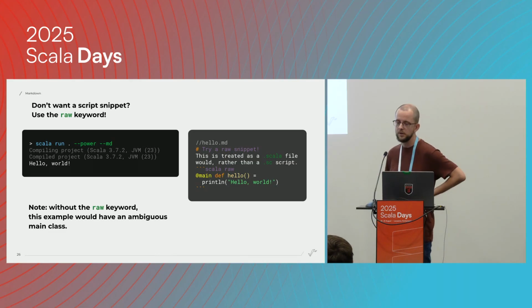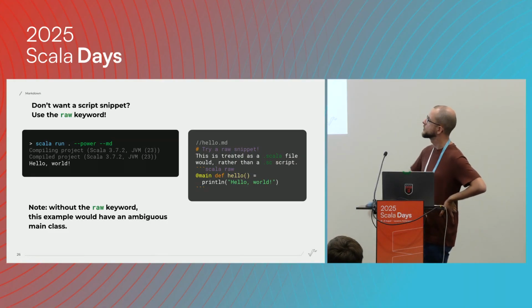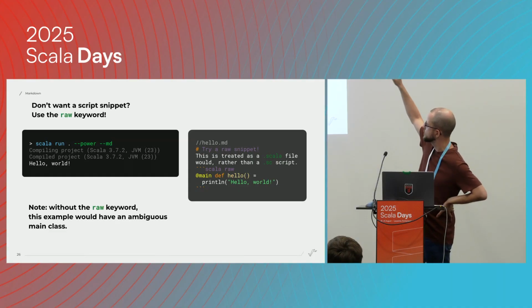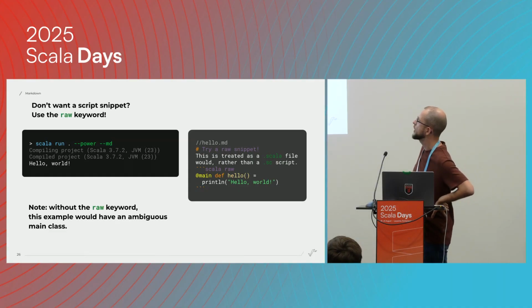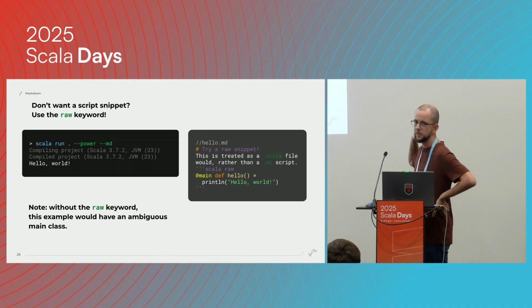But maybe you don't want the script interpretation of the snippets. Maybe you just like to treat them as raw .scala files. So just put the Scala raw tag, and they will be executed as .scala, basically. So here we define it as Scala raw in this example, and we define a main method with @main annotation. And you might notice that if the raw wasn't there, we would try to execute it as a script. And if it was the script, then Scala CLI would be confused because the main class then becomes ambiguous. Should we use the one that is annotated as @main, or should we just treat the whole script as the main class?